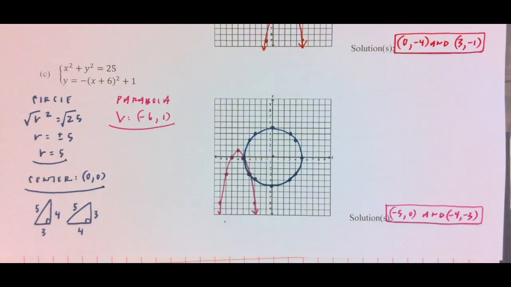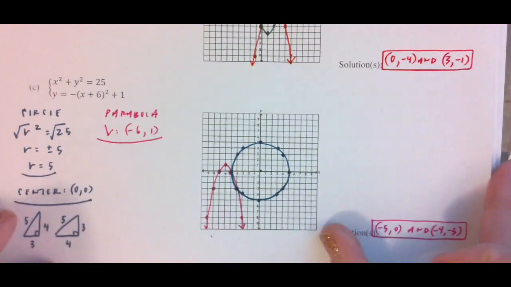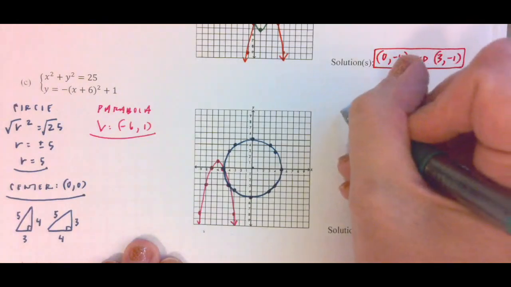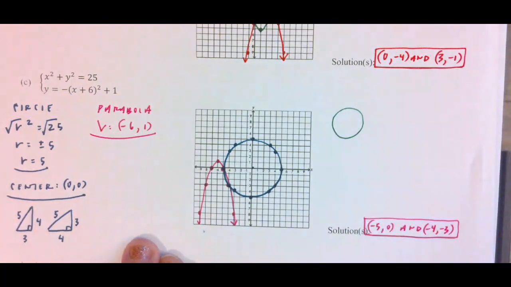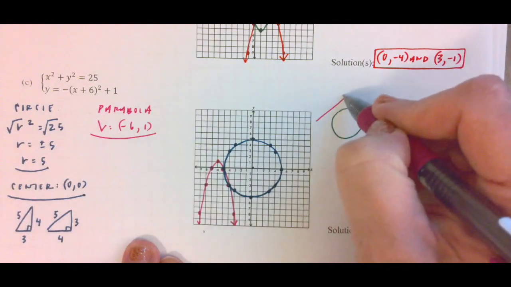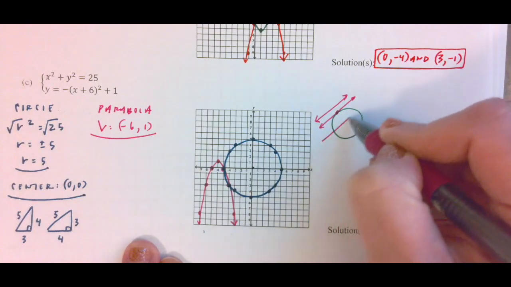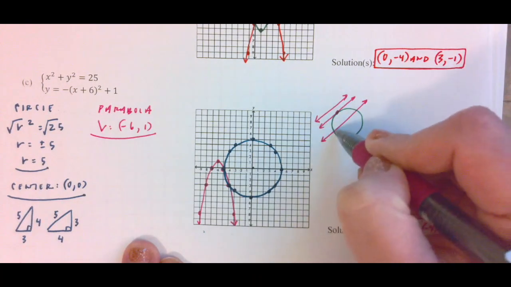Okay, and just to point out other intersections you could have with circles. Let's say that I'm looking at a circle with a line. I could have no intersections. I could have 1 intersection. I could have 2 intersections.